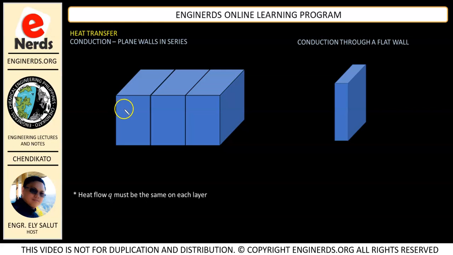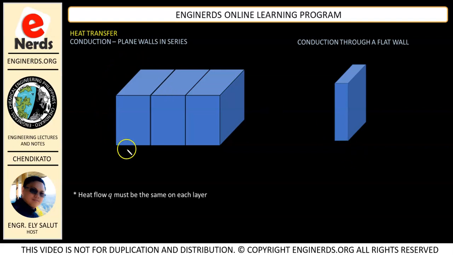To continue our discussion about heat transfer by conduction, we are now going to talk about conduction in plane walls that is in series. As you can see on this figure here, we have three walls arranged in series. In our previous lesson, we discussed conduction through a flat wall. So we were only considering one flat wall in our previous discussion.